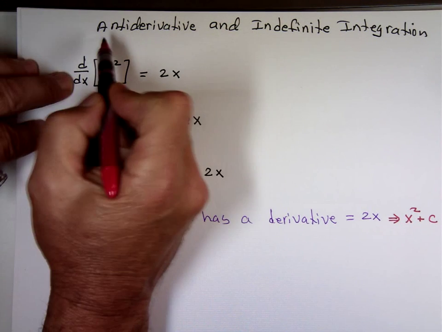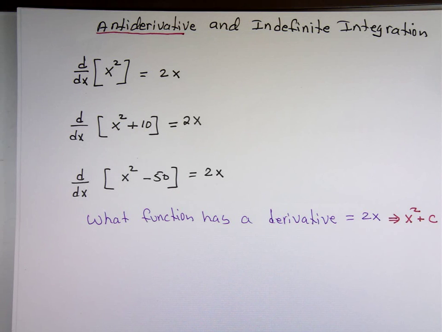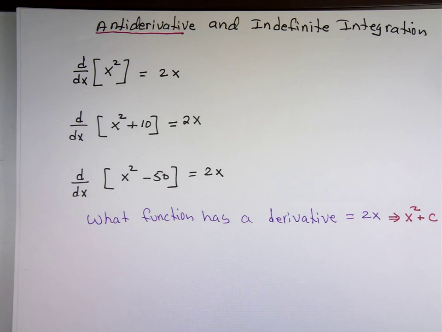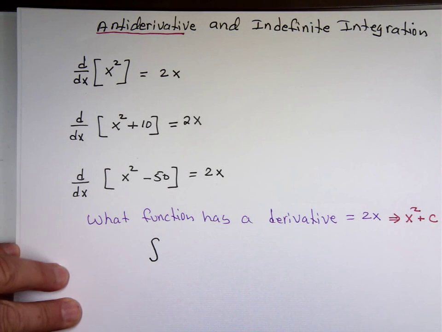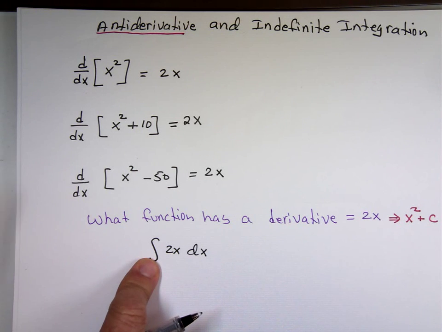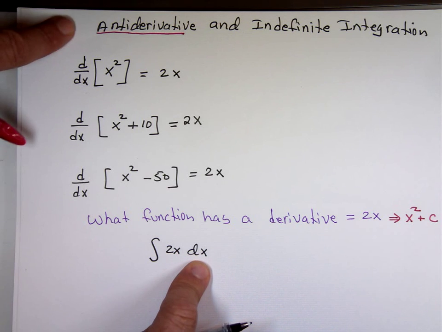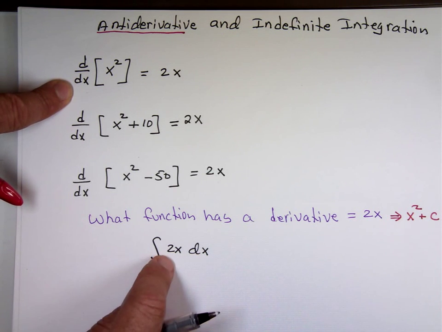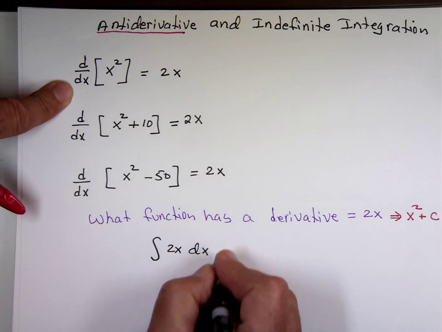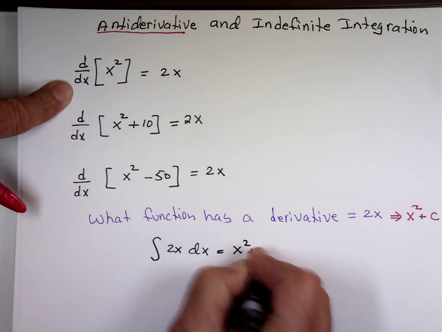Well, that's what the antiderivative is. Can you tell me the function that has 2x for a derivative? And the answer is x squared plus a constant. Instead of writing all of this, the way we're going to ask the question, integration is called integral. We're going to put the integral sign, the big S, here, 2x dx. What we're saying is, what function, if you take the derivative with respect to x, gives the answer 2x? And we knew the answer is x squared plus c.